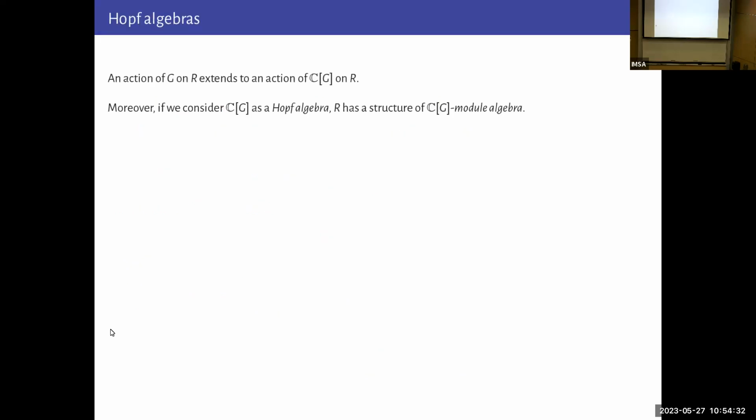So now note that an action of the group G on an algebra R can be extended to an action of the whole group algebra. And moreover, if we consider the group algebra as a Hopf algebra, then R has a structure of a module algebra over this Hopf algebra. So let me recall the definition of the Hopf algebra and an action of the Hopf algebra because I need to fix some notation.